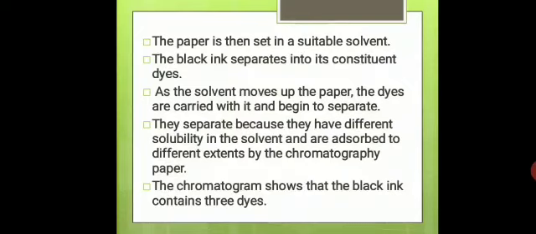So what will happen as the solvent moves up? This paper will absorb the water. As the solvent moves up, the dyes are carried with it and begin to separate. How will they separate? Based on their solubilities. Red color will have its own solubility, yellow color will have its own solubility, and blue color will have its own solubility. So all their solubilities will be different. They separate because they have different solubility in the solvent and are adsorbed to different extent by the chromatography paper. Then the chromatogram shows that the black ink contains 3 dyes.